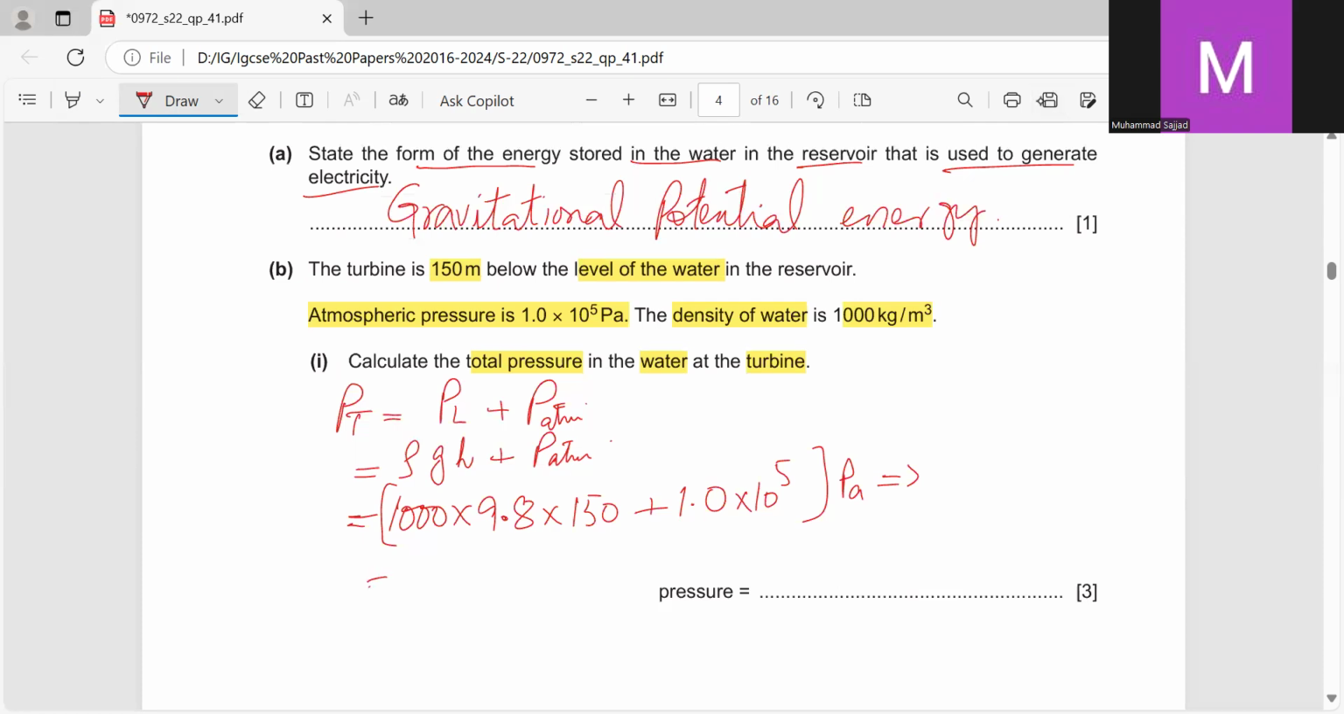So my dear friends, the answer is 1470000 plus 1.0 times 10 raised to power 5. So I will just be adding this number.